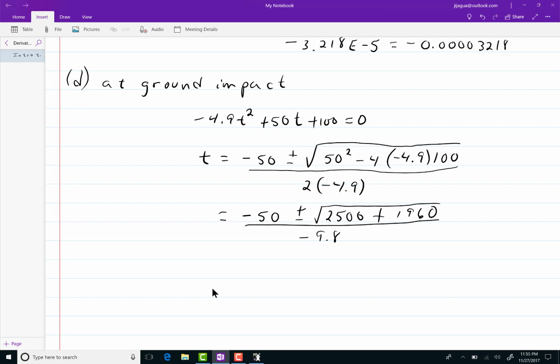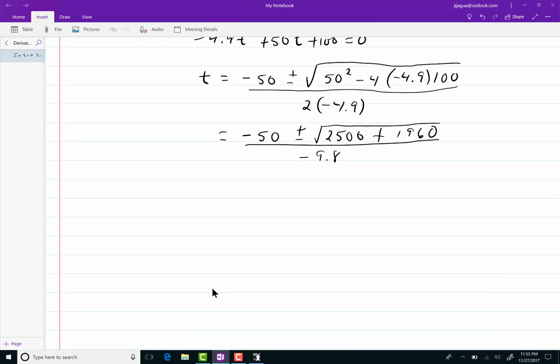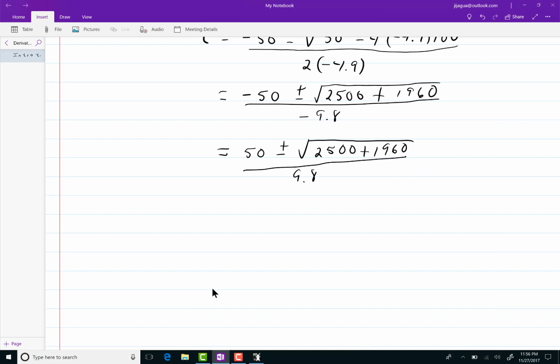Students oftentimes have trouble with simplifying this. Now, you're going to have a plus and minus no matter what happens. I'm going to clear the negative in the denominator by multiplying it by negative 1, and I'll do the same to the numerator. My new answers will look like this: 50 plus and minus. You could write it as minus and plus just to indicate that you've done something with it, but you don't have to. Okay, so then we have 4460 in the square root, 50 plus and minus 4460 all over 9.8.